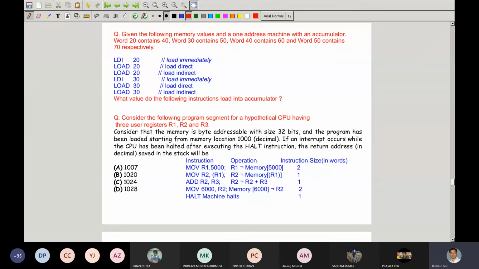Can you solve this? Just solve this. Tell me the answer. Anyone?